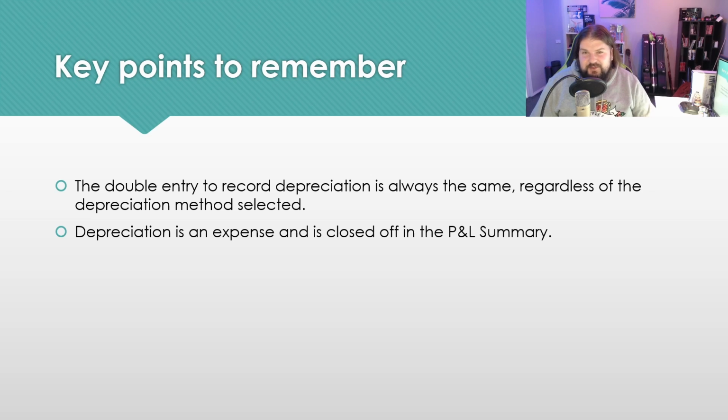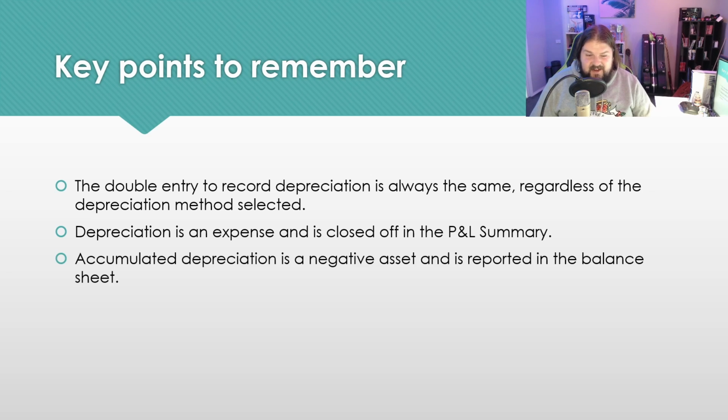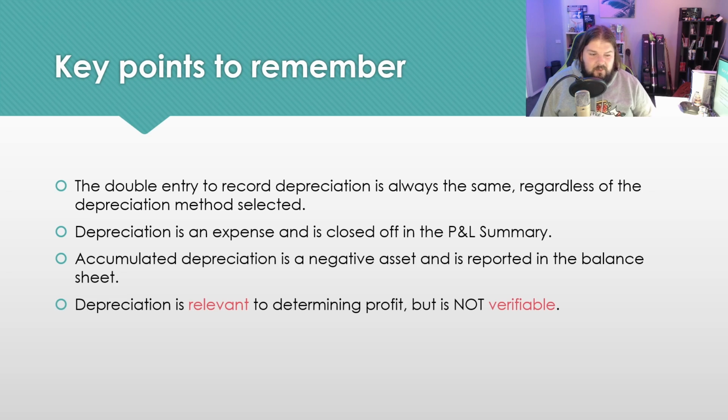But with that said, the double entries will always stay the same. Depreciation is still an expense, and we're still going to be closing it off to P&L summary. Accumulated depreciation is still a negative asset, and we still report it on the balance sheet. And the same issues in terms of relevance versus verifiability versus faithful representation still apply. We know that it's not a verifiable figure, it is all based on estimation, but it's relevant to the business to provide that in terms of determining profit.